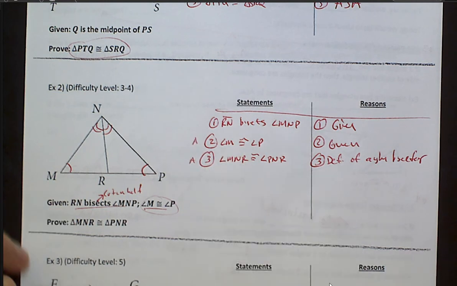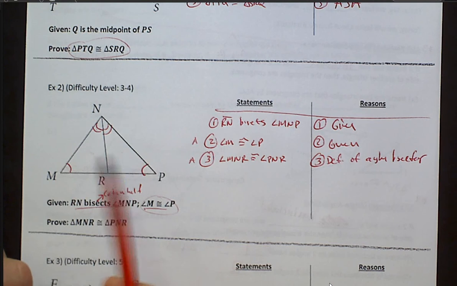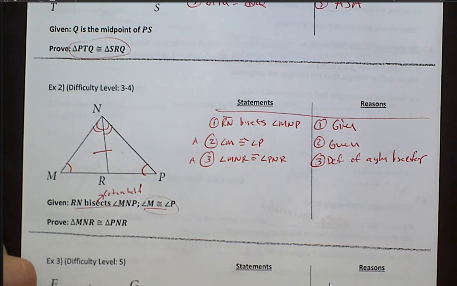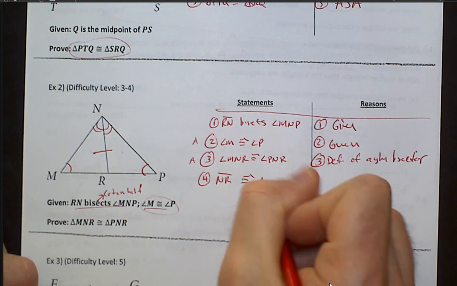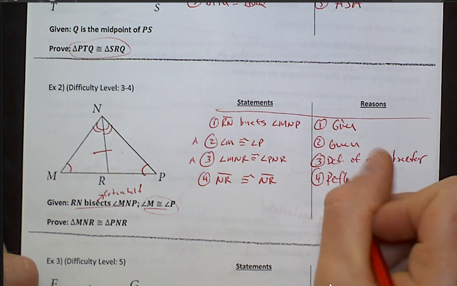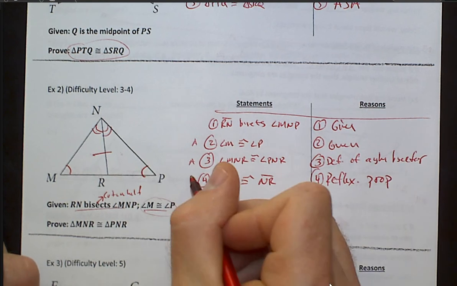What else do I have? Well, this is one of those situations where you have two triangles that are sharing a side. They share NR. So I know NR has to be congruent to itself, and that's the reflexive property. Okay? So there's a side equal to a side.